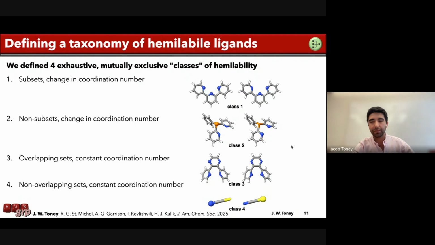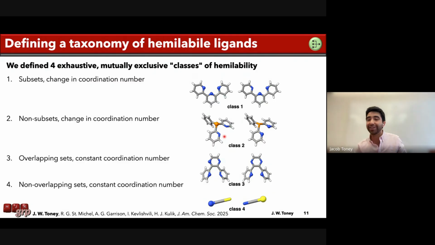So if you go through all the ligands and all the possibilities, these types of hemilability are really the only 4 you can get. These are the 4 canonical classes. Class 1 is by and large the most common, about 80% of the data. And classes 2, 3, and 4 are less common, but still chemically relevant modes.